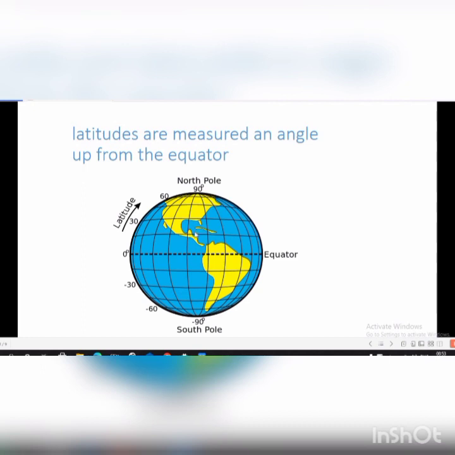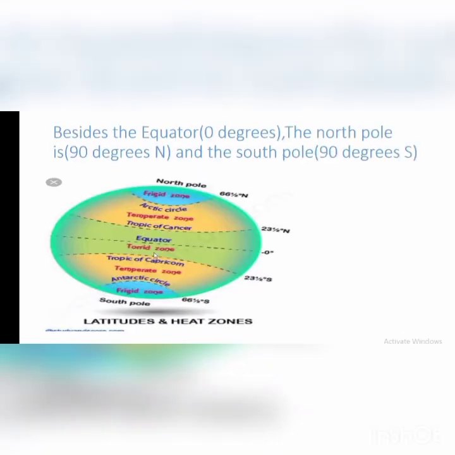For example, both Chandrapur in Maharashtra, India and Belo Horizonte, Brazil are located on parallels of about 20 degrees latitude. But the former is 20 degrees north of the equator, the latter 20 degrees south of the equator. We therefore say Chandrapur is situated at 20 degrees north latitude and Belo Horizonte is situated at 20 degrees south latitude. Important latitudes and heat zones. Besides the equator at 0 degrees, the North Pole is 90 degrees north and the South Pole is 90 degrees south.